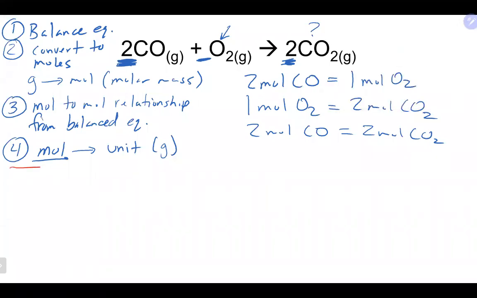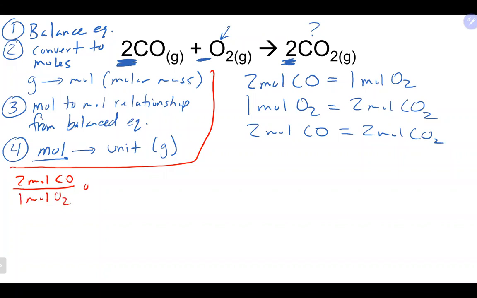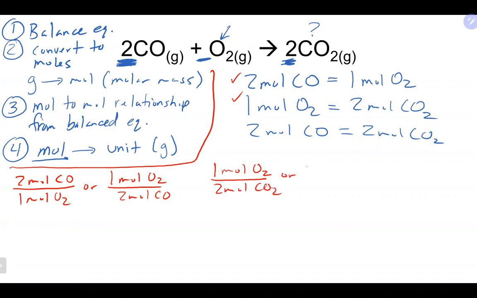We could say that there are 2 moles of CO over 1 mole of O2, or we could write the opposite: 1 mole of O2 gives us 2 moles of CO. For the second one here, we could write 2 conversion factors. We could write 1 mole of O2 over 2 moles of CO2, or we could write 2 moles of CO2 over 1 mole of O2.